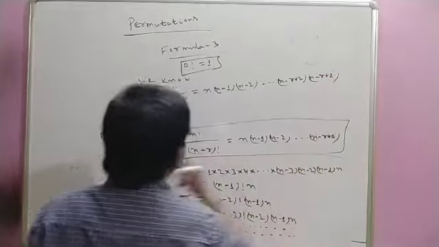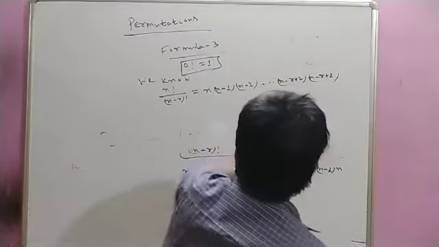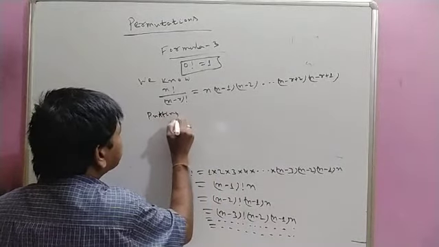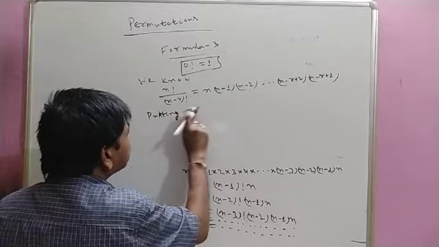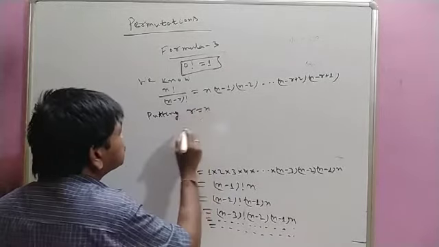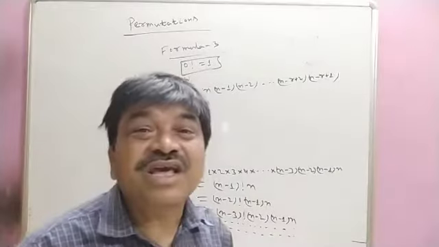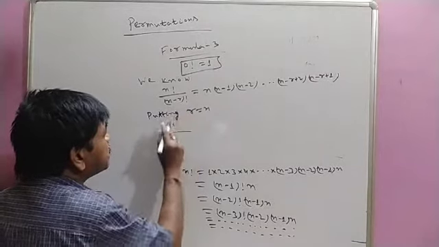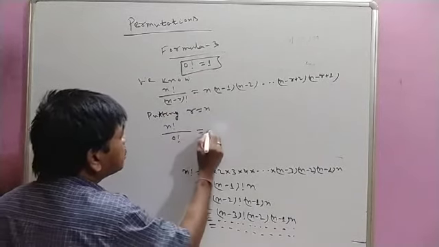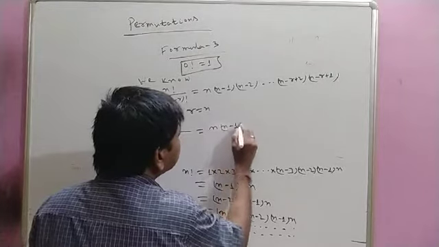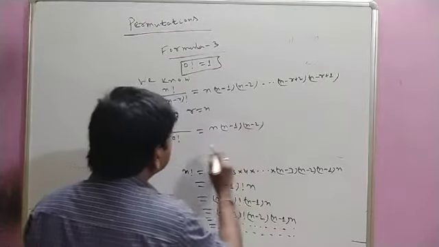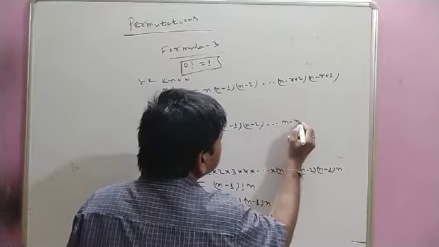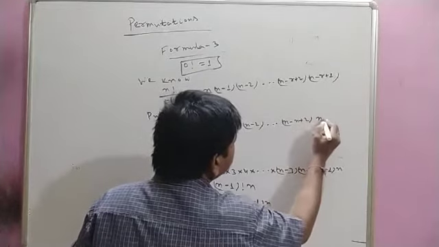Now putting r is equal to n. If you take r is equal to n, then this becomes n factorial divided by, for r equal to n, n minus n, that is 0 factorial. And the right hand side is n into n minus 1 into n minus 2, and what is your r? r is n, so it is up to n minus n plus 2, then the next one is n minus n plus 1.